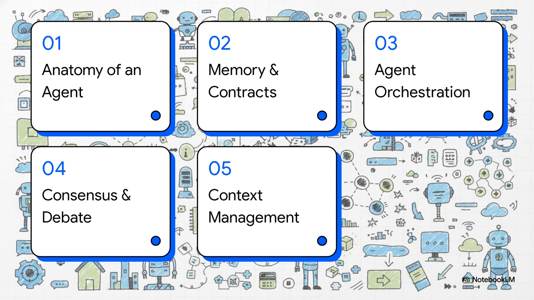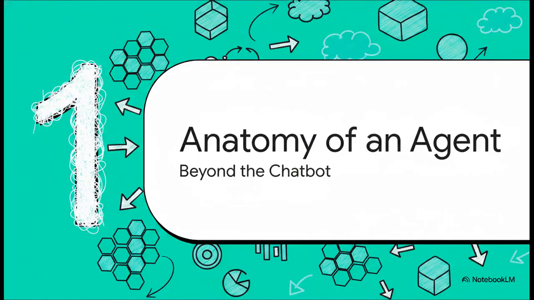We'll be covering 1. Anatomy of an agent, 2. Memory and prompt contracts, 3. Multi-agent orchestration, 4. Consensus, debate, and review, and finally, 5. Managing the context window. So, Section 1, Anatomy of an Agent, beyond the chatbot.